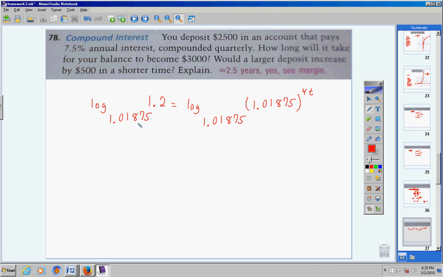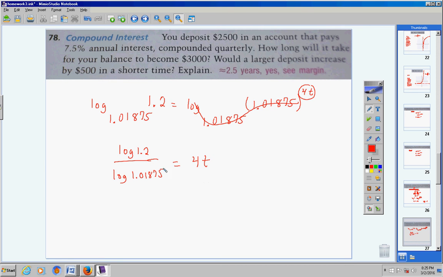Base e or base 10. I want to type this into my calculator. So I'm going to have to type into my calculator logarithm of 1.2 divided by the logarithm of 1.01875 equals. Now when your base, when this number matches this number, everything's gone except the exponent. So you're left with 4t, right?